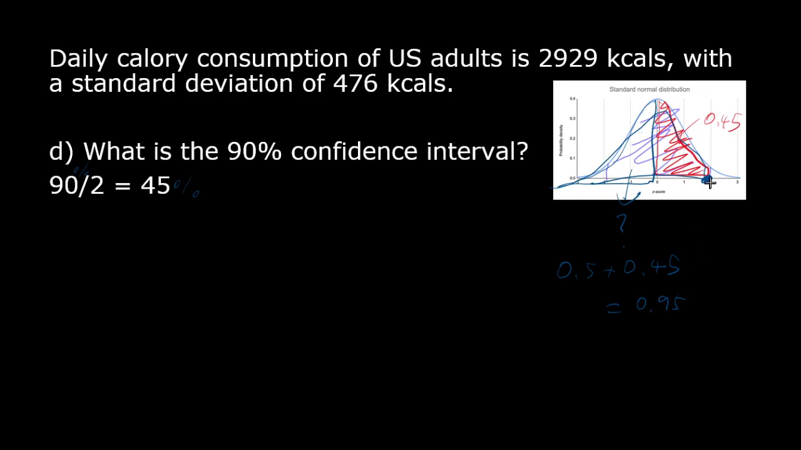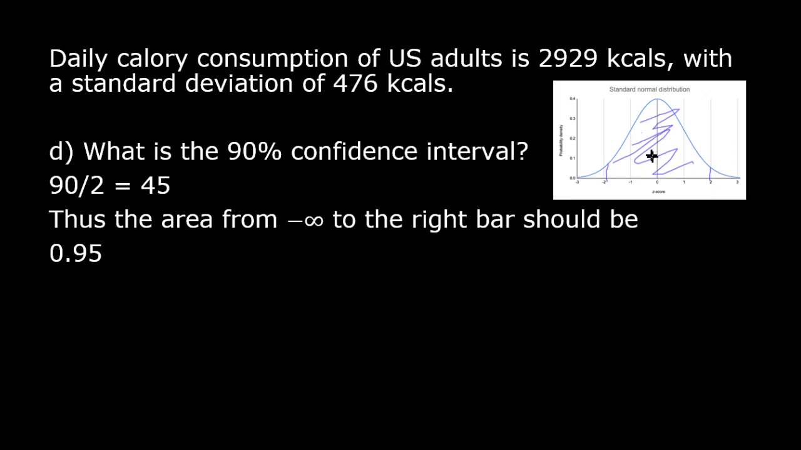So this point right here, I don't know what it is, but I do know that if you measure from negative infinity up to that right boundary, it should give you 0.95. In other words, this place should be the 95th percentile. So that's what you have to find from the z-score. You want to find the right bar where the entire left side of it is 0.95. And to do that, you can again use the table.